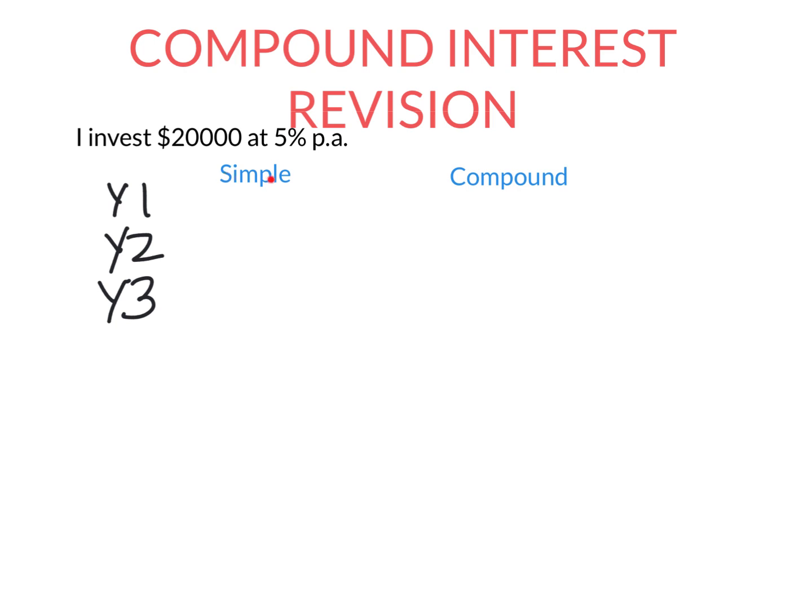So if I am achieving simple interest, my investment will go up by $1,000 each year because 5% of 20,000 is 1,000. So after the first year, I'd have 21,000. After the second year, I'd have 22,000. After the third year, I'd have 23,000 and so on. But it's not quite the same for compound.